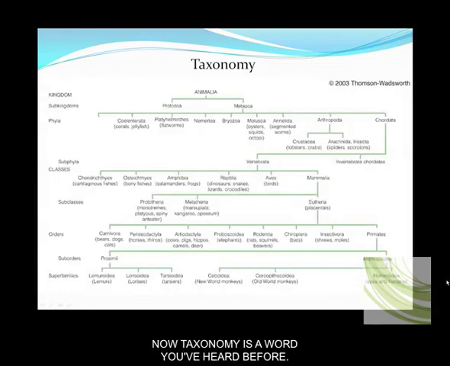Now, taxonomy is a word you've heard before. It means the science of classifying things. Linnaeus is sort of the father of that science. If we look here, we can see a basic classification system for primates.